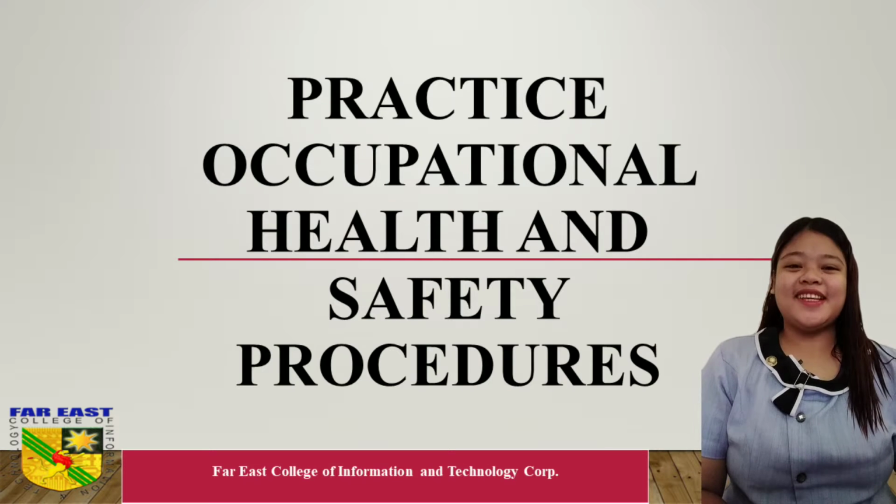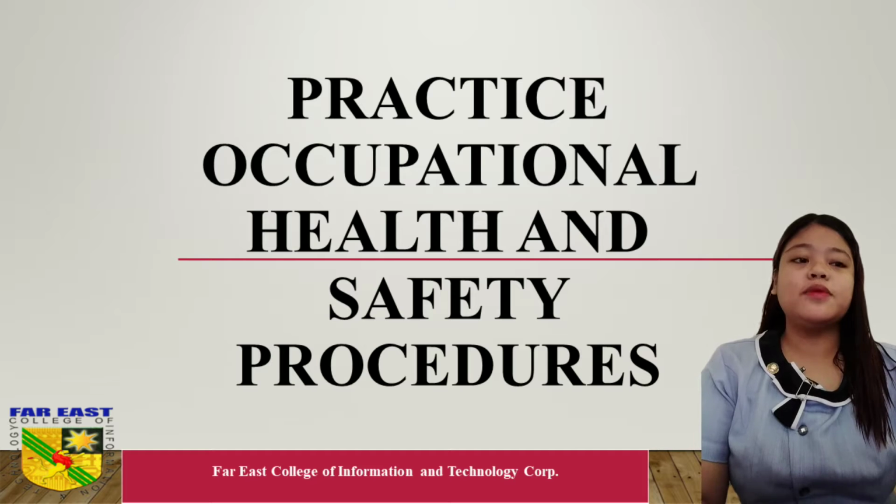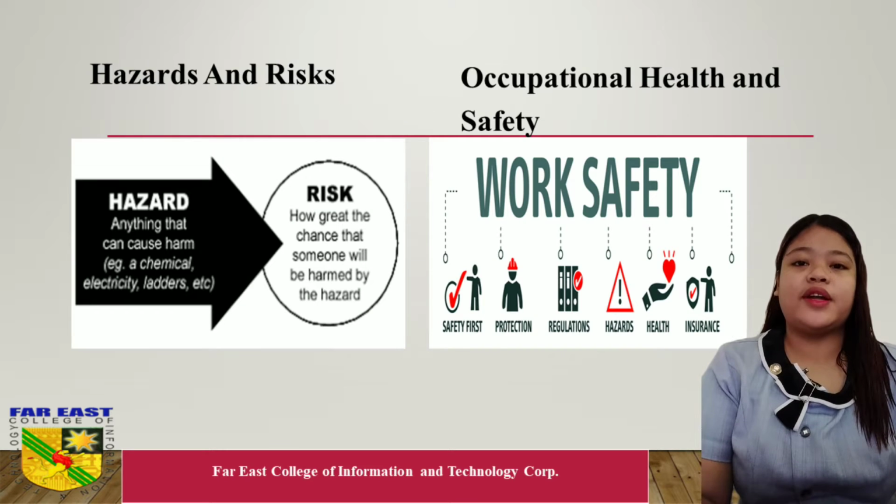Okay, for today's lesson, we will be having our lesson 3 in caregiving, which is practice occupational health and safety procedure. Here we will identify different hazards and risks that we may encounter during our job. Next, determine hazards and indicators in the workplace. Then we can determine the effects of hazards and follow health and safety procedures. So let's proceed to the first one, which is hazard and risk.